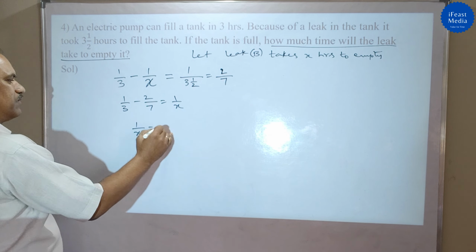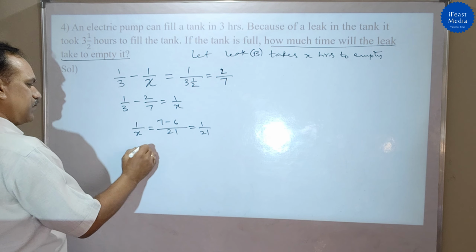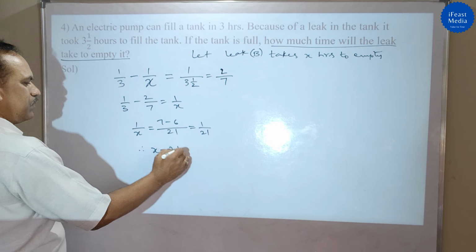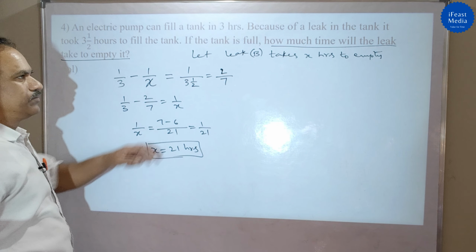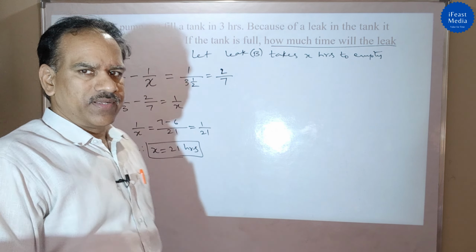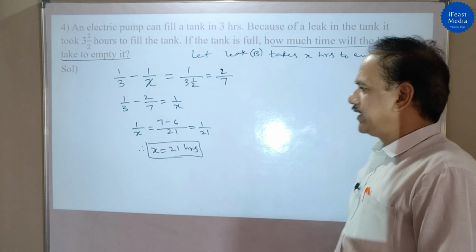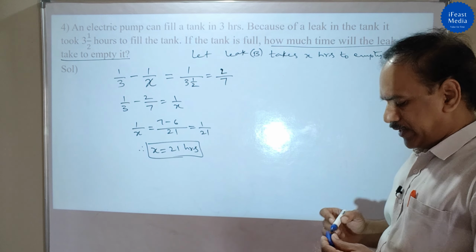1 by X is, so therefore X equal to 21 hours. So the waste pipe takes X hours to empty the tank, X equal to 21 hours. So the waste pipe is actually taking 21 hours to empty the tank.